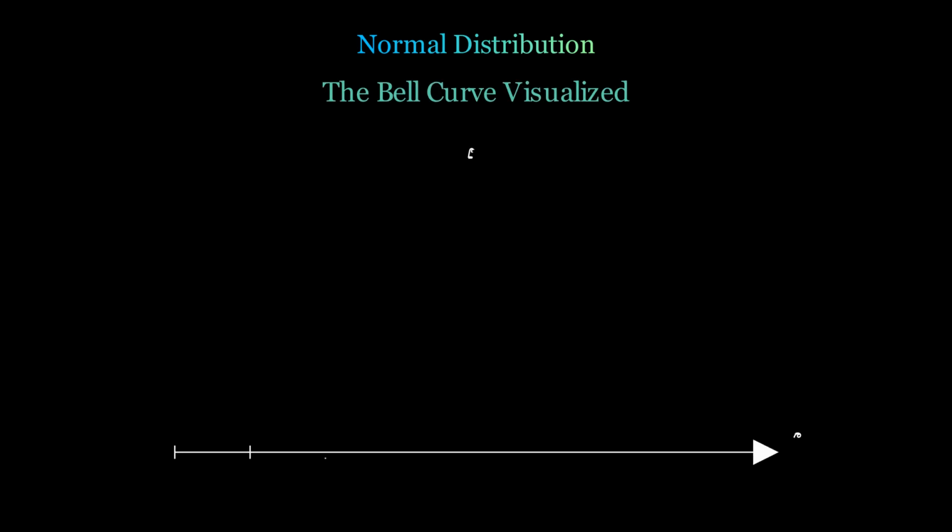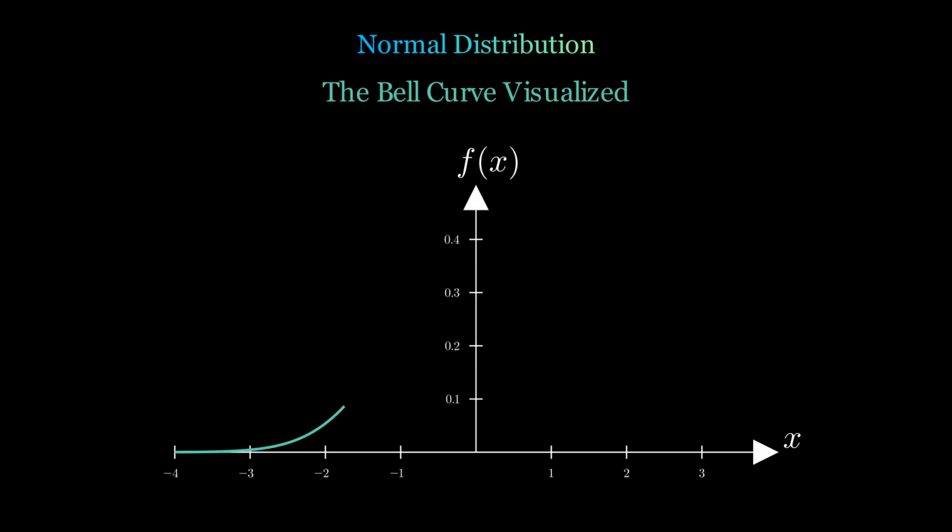Here is the standard normal distribution with mean 0 and standard deviation 1. Notice how the curve is perfectly symmetric around the red vertical line at the mean. The curve rises smoothly from both sides, reaches its peak exactly at the mean, and then falls away gently toward the tails, never actually touching the x-axis.